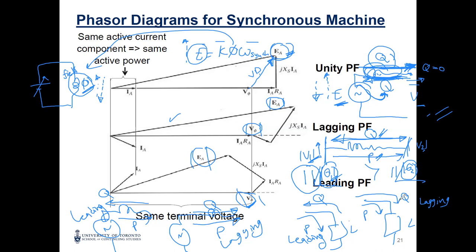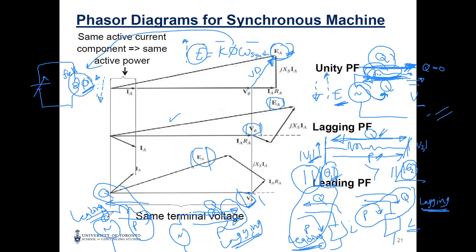Something I can give you, just to remove any confusion. When the P and Q are in the same direction, we call it lagging. This is for the load. Look at the generator: if the reactive power and active power are in the same direction, we call it lagging. If they have a difference between them, then it's leading. Just to make sure there's no confusion here.